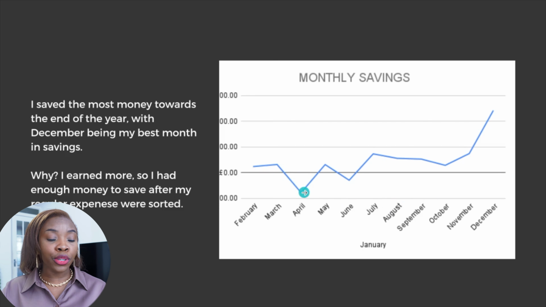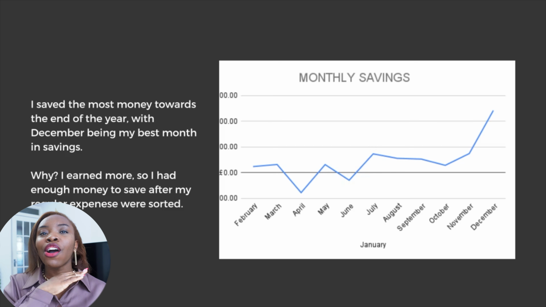And in April, which was also my most expensive month, the chart here shows that it went below zero, meaning I didn't save anything. I was literally in a minus. June, May, it went up a bit. July, you can see that for the first half of the year, I was literally struggling with my finances. Like I wasn't really doing so well with money.